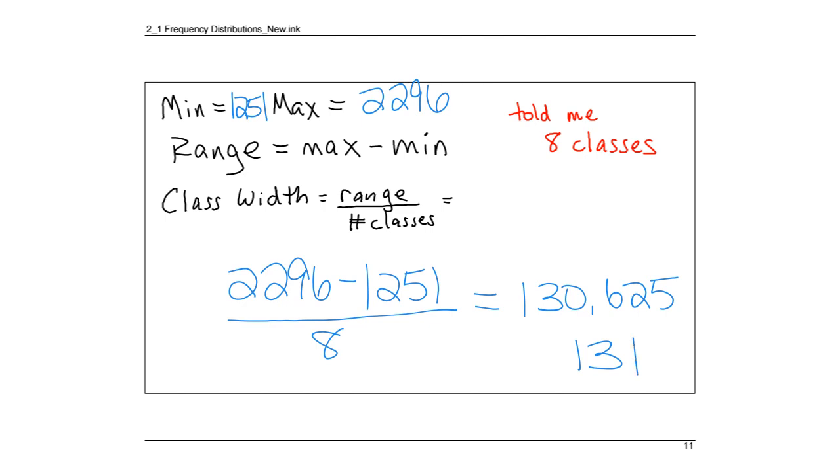For class width, we don't want decimals. We want a whole number. But we always round up. So even if this had been 130.225, we would still round up to make sure that we cover all of our data in all of the classes.